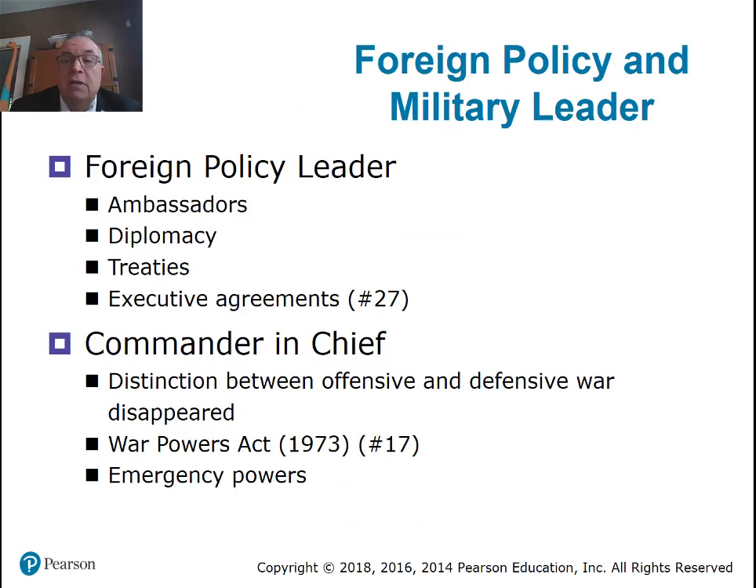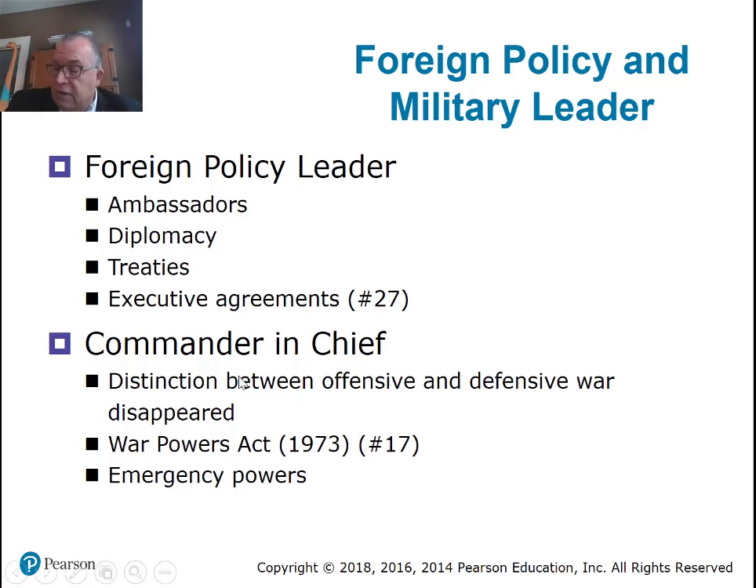Now, foreign policy and military leader. So this was an almost non-existent role at the time of George Washington, but today the foreign policy leader of the free world. Create ambassadorships. Notice the one with Obama in Havana. Conduct diplomacy, do treaties, and then executive agreements.